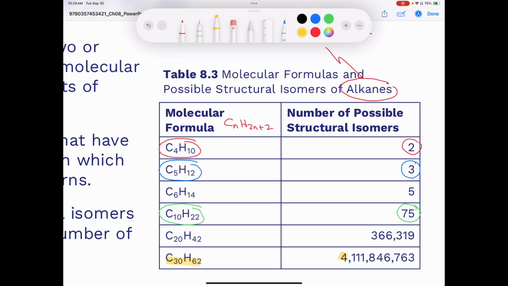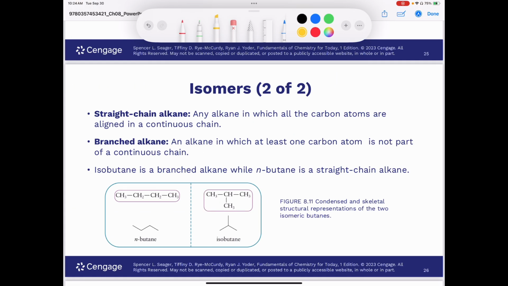Now, there's no formula to predict how many possible isomers, but the point is that the more carbons and hydrogens we have, the more structural isomers are possible. Something that you're going to hear me refer to in this class is a straight chain alkane, and you'll also hear me refer to branched alkanes. A straight chain alkane is any alkane in which all the carbon atoms are aligned in a continuous chain. It's just a chain linking all these carbons together. A branched alkane, on the other hand, is an alkane in which at least one carbon atom is not a part of the continuous chain.